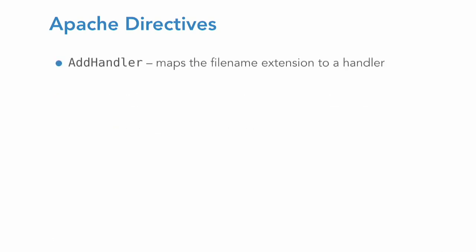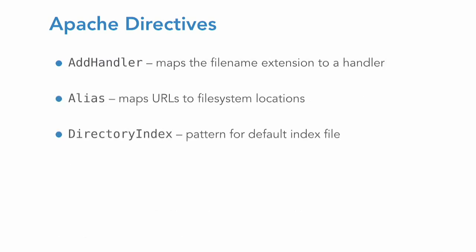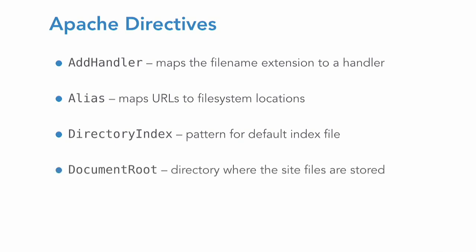AddHandler maps the file name extension to a specific handler, such as the PHP processor for PHP files. Alias maps URLs to file system locations. DirectoryIndex sets the file to look for when the client hasn't specified. For instance, if a client loads localnet.com, the DirectoryIndex directive will give it localnet.com/index.html if that's how it's configured. DocumentRoot is the directory where the website files are stored.